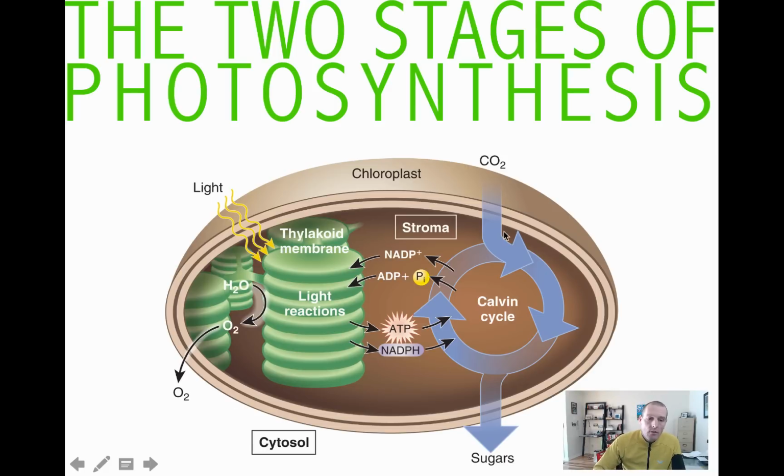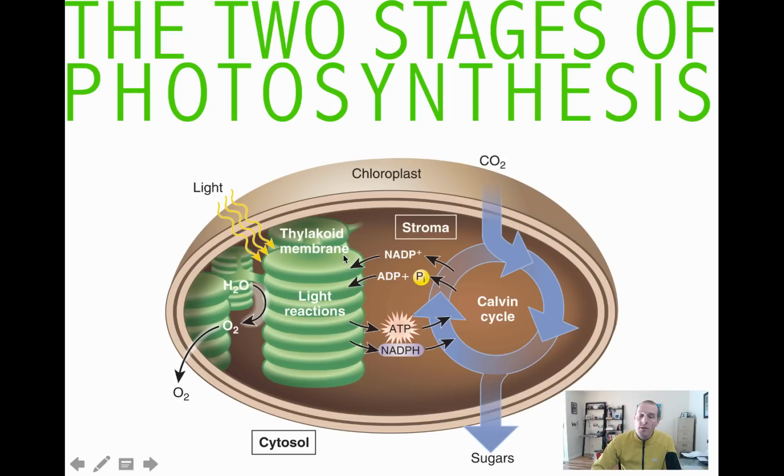Now the Calvin cycle occurs in the stroma. If you don't know what the stroma is, go back to chapter 4 and take a look at the structure of the chloroplast. Here's the Calvin cycle occurring in the stroma. The point of the Calvin cycle is to use up the ATP and NADPH from the light reactions to make sugar. Okay, let's go through that again.